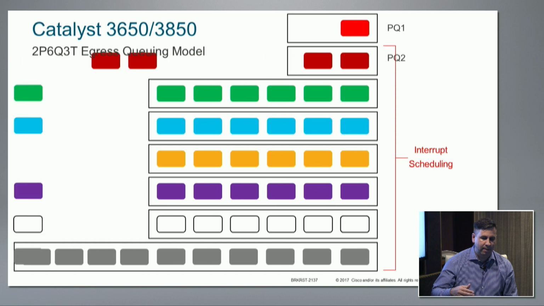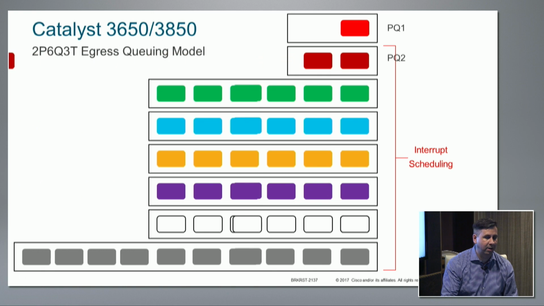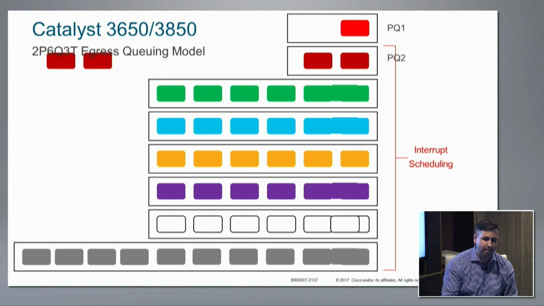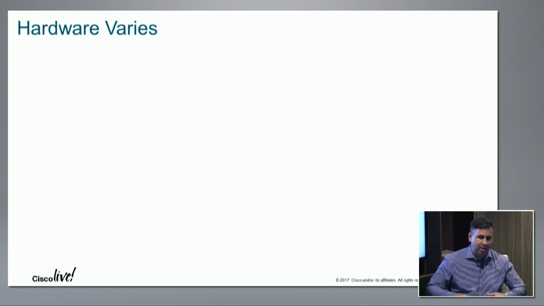Basically, the second priority queue interrupts everything else, but it itself could be interrupted if there's traffic in this strict priority queue. But here's why I'm showing this model, is that when we try to explain to customers, why are there 50 different queuing structures in your campus? Well, it's because hardware varies.